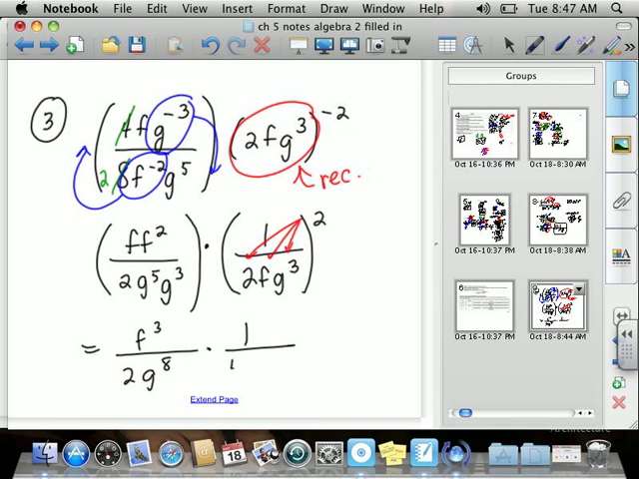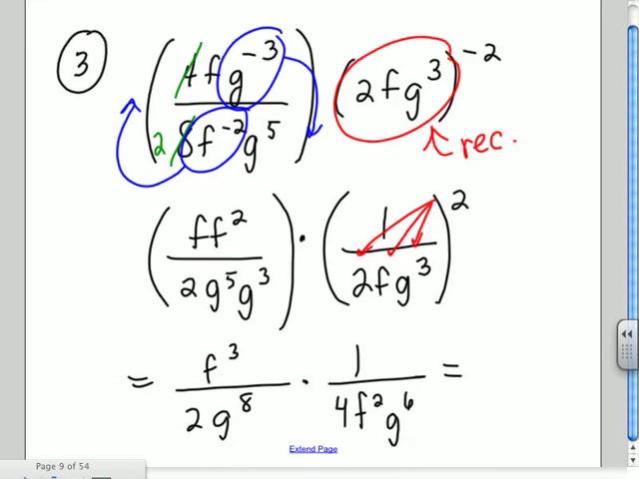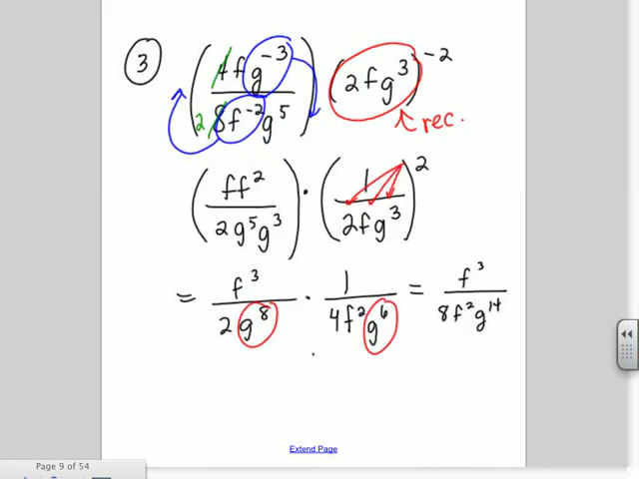Okay, so that means I have f cubed all over 2g to the 8th times 1 over, I'm going to bring that squared into each piece. So I'm going to have 2 squared, which is 4, f squared, g to the 6th. So combine into 1. So I have f cubed all over 8 f squared g to the, what power? 14th, right?